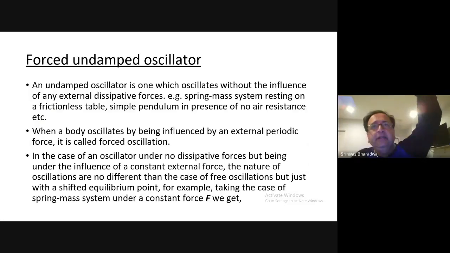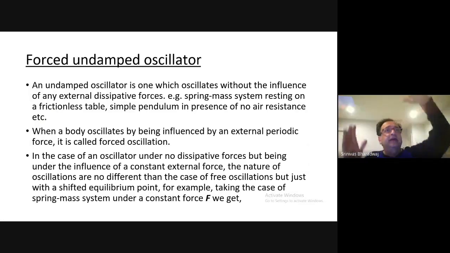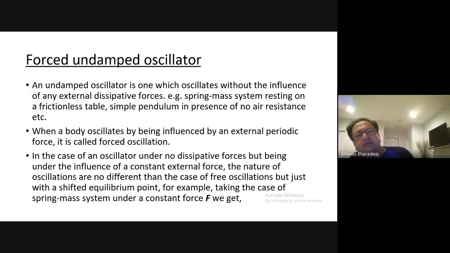d square x by dt square equals minus kx leads to this happening forever. Okay. So, a spring mass system without damping will keep doing this forever. A pendulum, if it is undamped, will keep oscillating forever. So, these are ideal situations. Most often, as you all know, there is friction in the world.